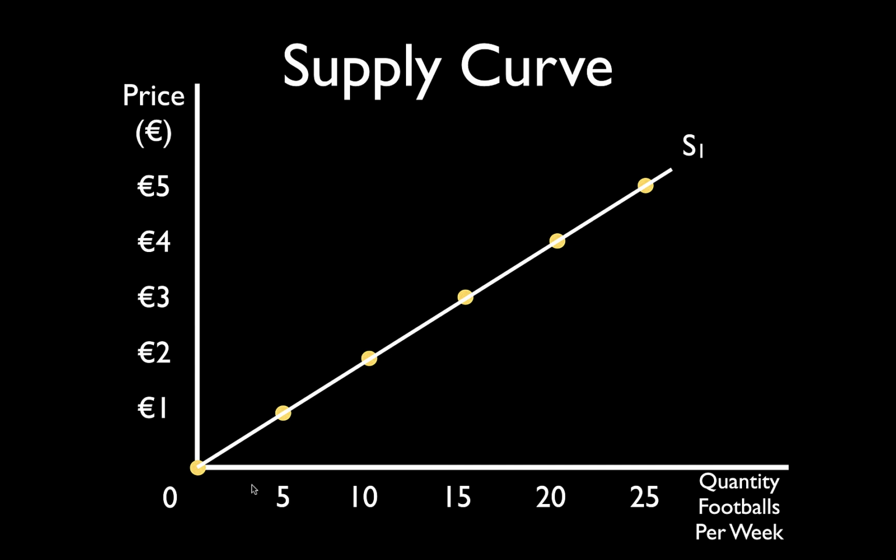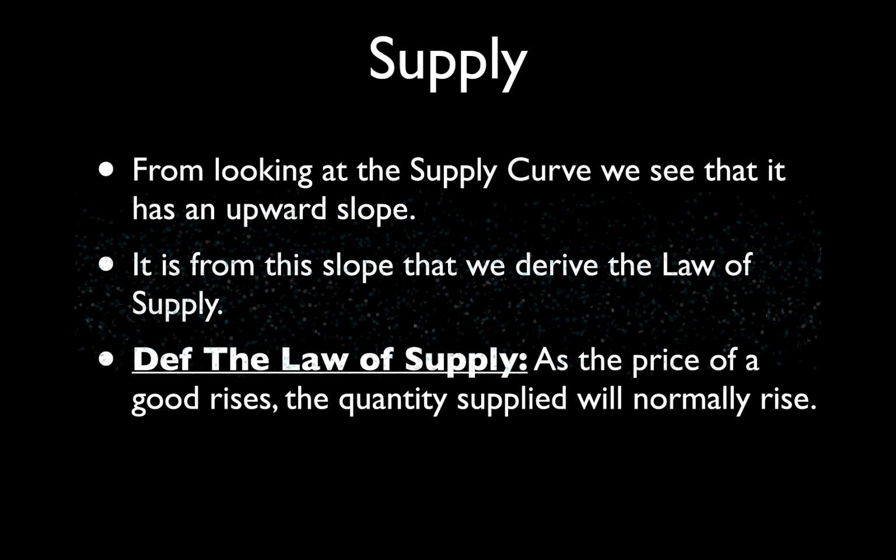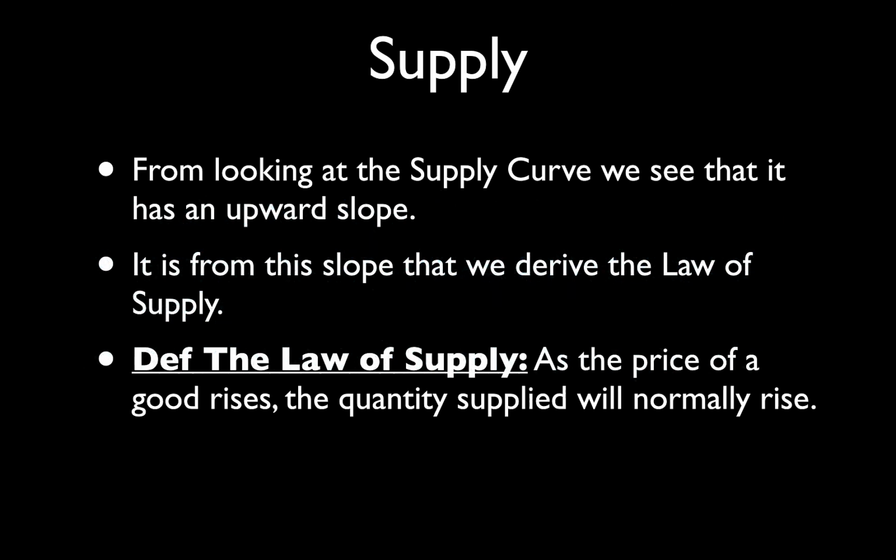Why? For the moment all we're going to say, and we'll give a much better answer later on, is that the profit margin per good sold increases at higher prices. And the law of supply, as I've pretty much done in this video twice: as the price of a good rises, the quantity supplied will normally rise.